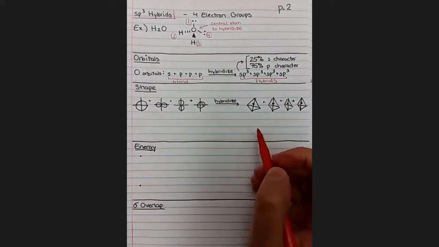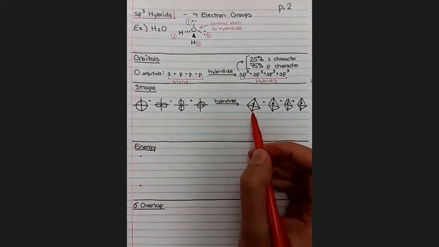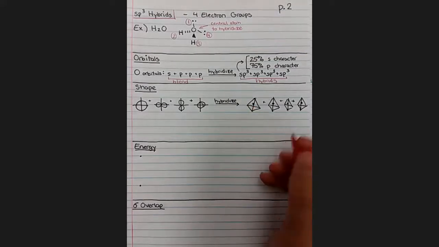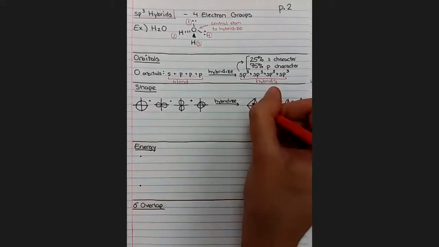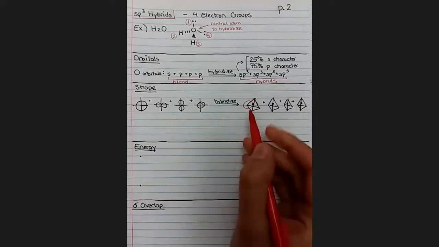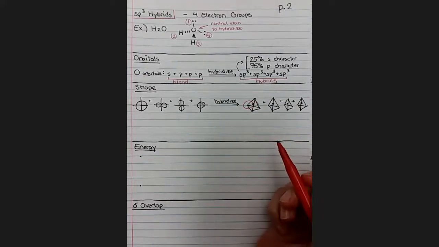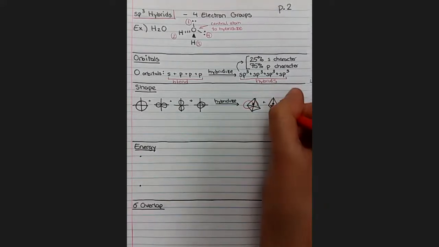So each of these hybrid orbitals is going to start at the center, and it's going to point at one of the tetrahedron points. And it's going to have 2 lobes, similar to a p orbital, but similar to an s orbital, only one of those lobes is really large enough to make a difference.